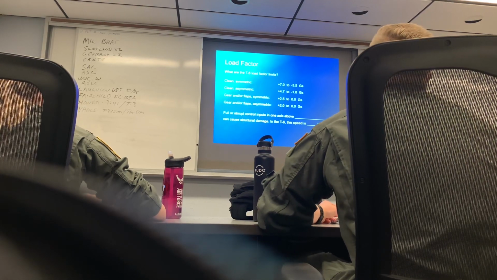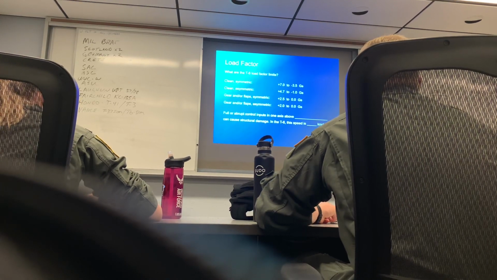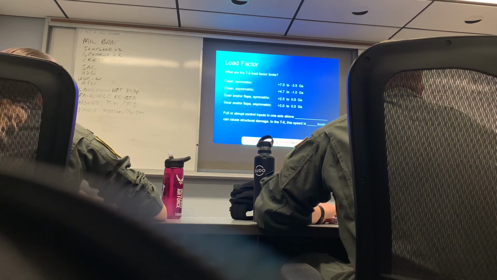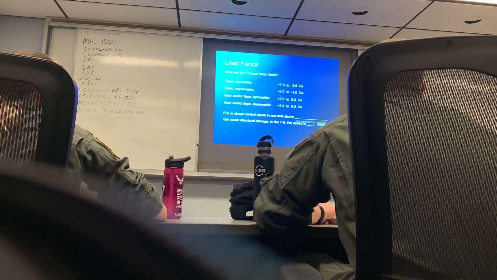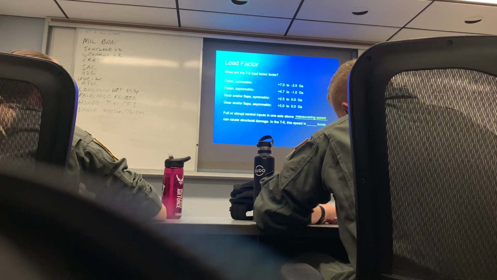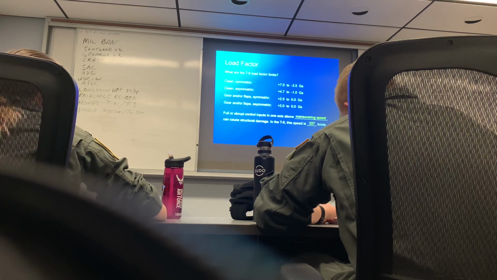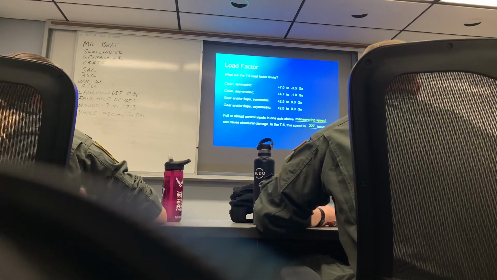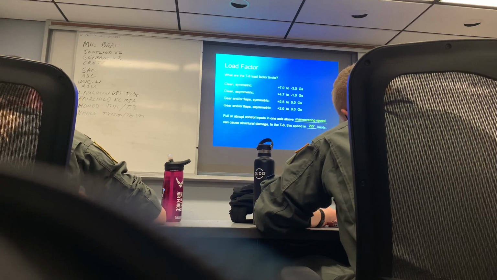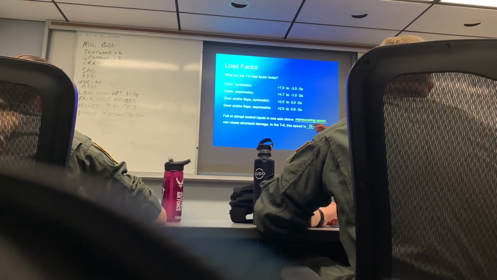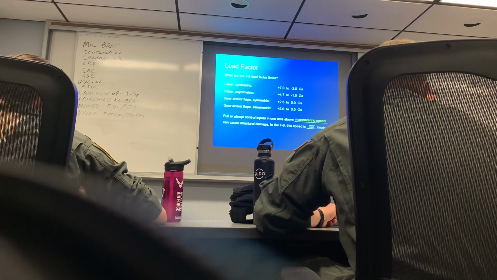So, full or abrupt control inputs in one axis above what speed can cause structural damage? What's this called? Maneuvering speed. Maneuvering speed, okay? And this is considered to be 227 knots in the T6. This is what fighters definitely know, because they want to be maneuvering very close to maneuvering speed, because they know they can really yank on the airplane and get max performance out of it, but not break it. Okay? So they really know their maneuvering speed in order to be able to maneuver.